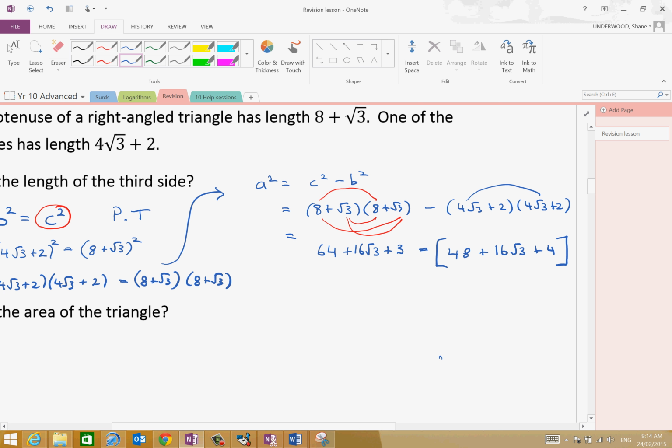Are we following me so far? Good. Now what we've got to do is, well, everything in this bracket is subtracted. But I'm going to simplify. I'm going to look at the constants first. 64 plus 3 is 67. 48 and 4 is 52. 67 minus 52 is 12, isn't it? 67 minus 52 is 12.